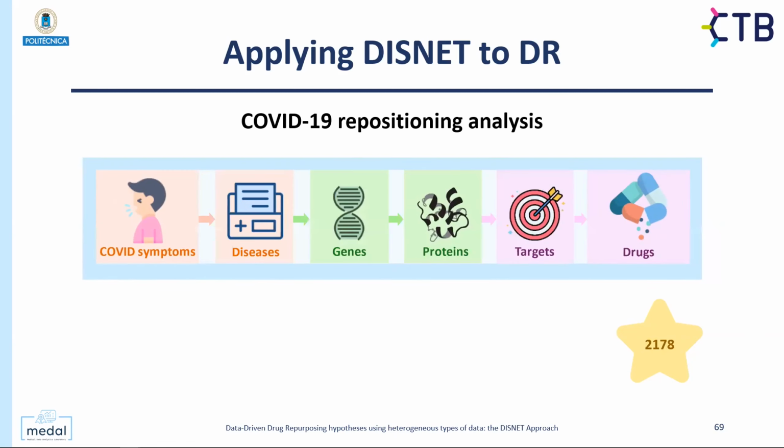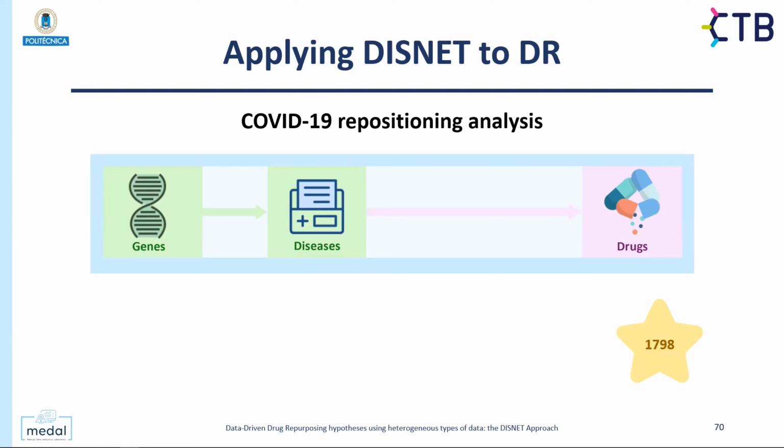1,800. Third approach, more complex. From the COVID symptoms, give me all the diseases that have these symptoms, give me all the genes from these diseases, give me all the proteins, and give me all the drugs whose targets are those proteins. More than 2,000 drugs.